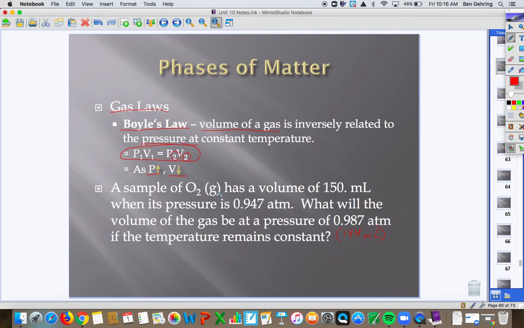For example, a sample of oxygen gas has a volume of 150 milliliters when its pressure is 0.947 atmospheres. What will the volume of the gas be at a pressure of 0.987 atmospheres if the temperature remains constant? In this case, you can leave your volume as milliliters. Because we're doing a ratio, we're doing a conversion on both sides, it's going to be the same on both sides, you're going to be fine. So you can leave it as milliliters. But work through this. When you do that, you should get an answer of 144 milliliters.